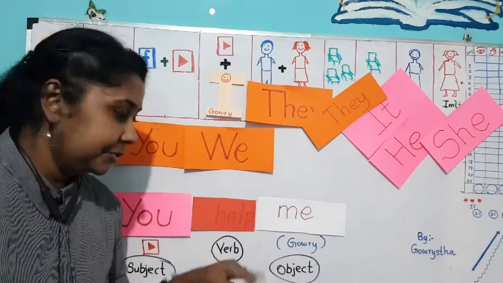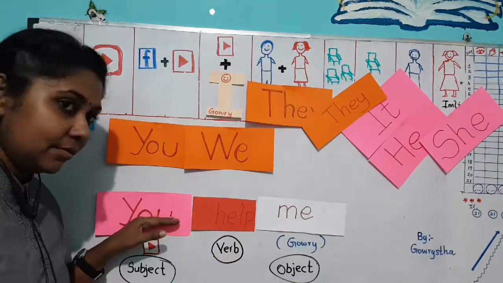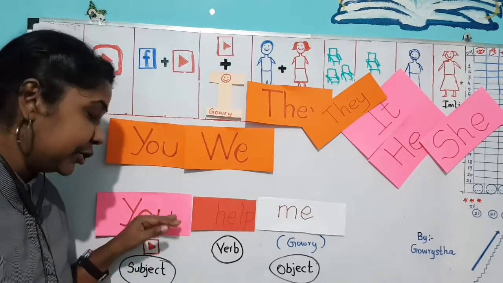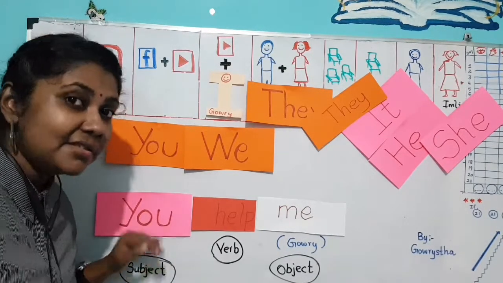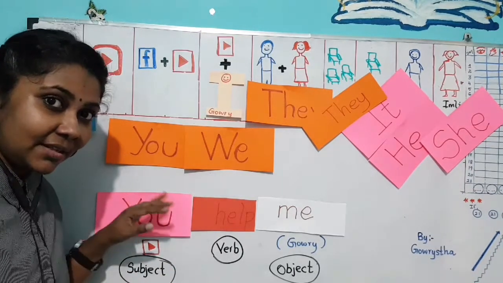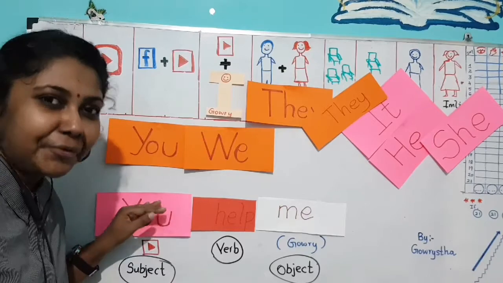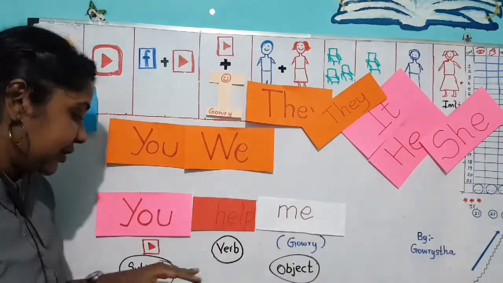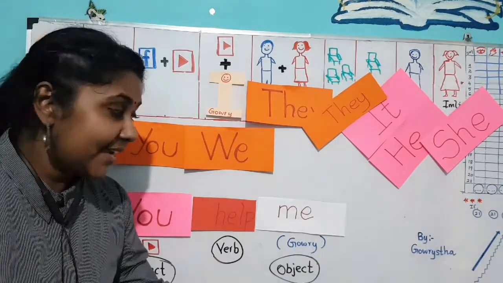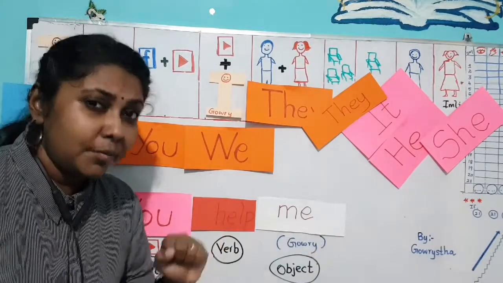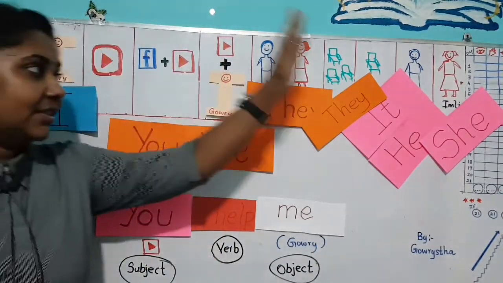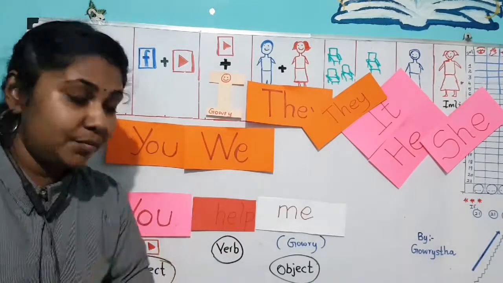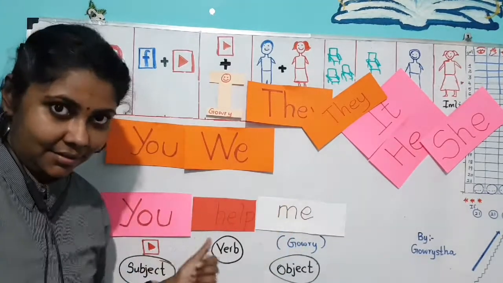Help. Good. Verb. YouTube viewer. Subject. Okay. You. YouTube viewer. Subject. Pronoun. Subjective pronoun. Okay. Me. Gauri. Okay. You help me. Object. Pronoun. Objective pronoun. Good. Note down. Okay, in your notebook. Copy it.